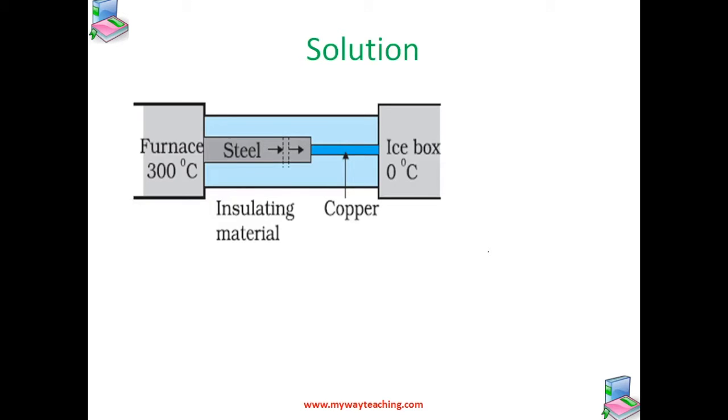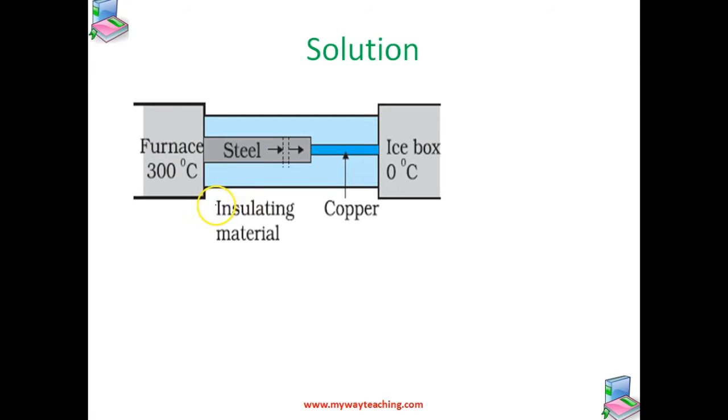You just consider this figure as they have said in the question. The insulating material around the rods reduces the heat loss from the sides of the rods. The insulating material which is around the rods, it reduces the heat loss from the sides of the rods. So heat flows only along the length of the rods. Okay. And consider any cross section of the rod.